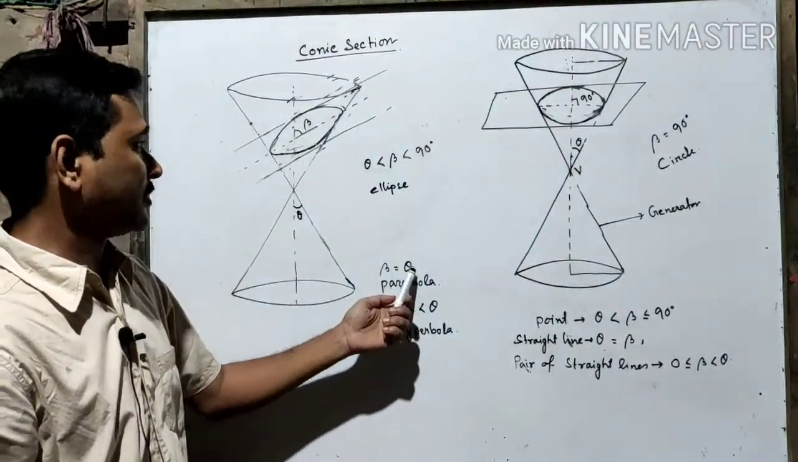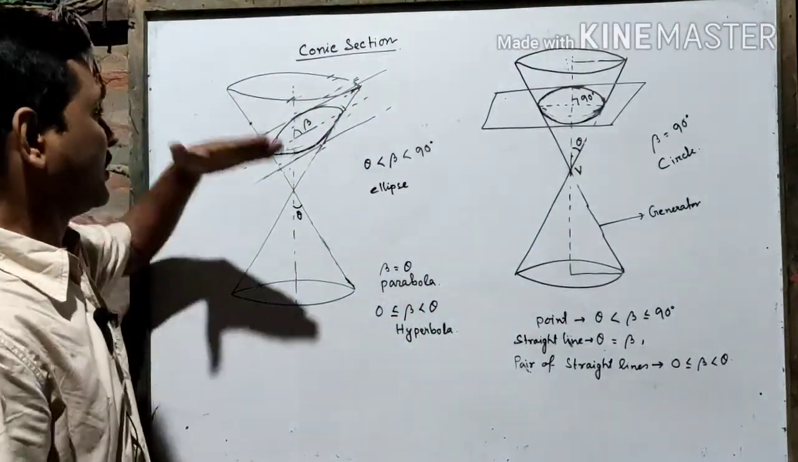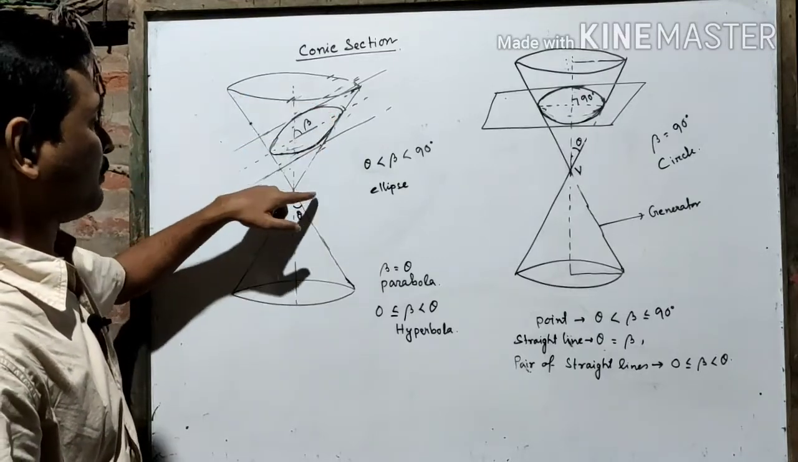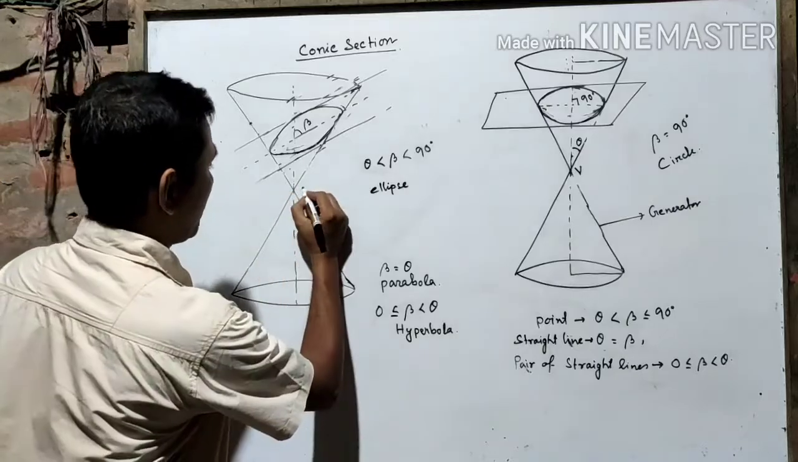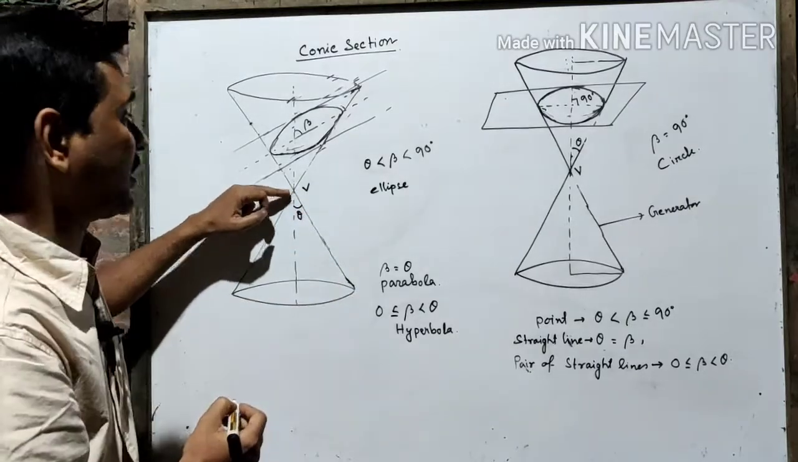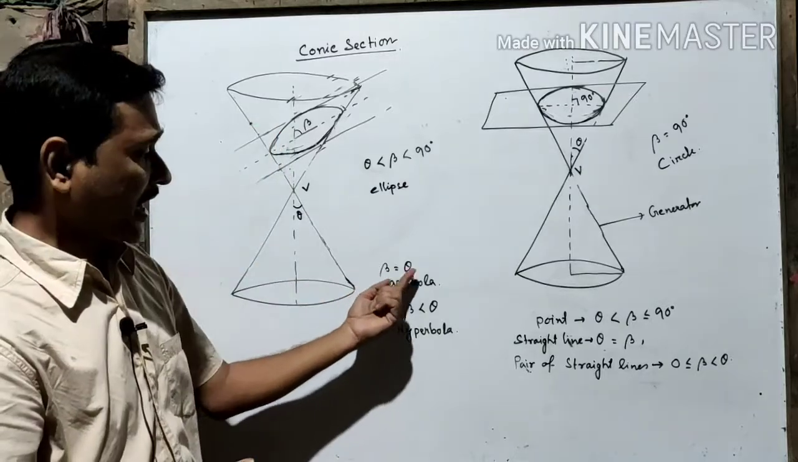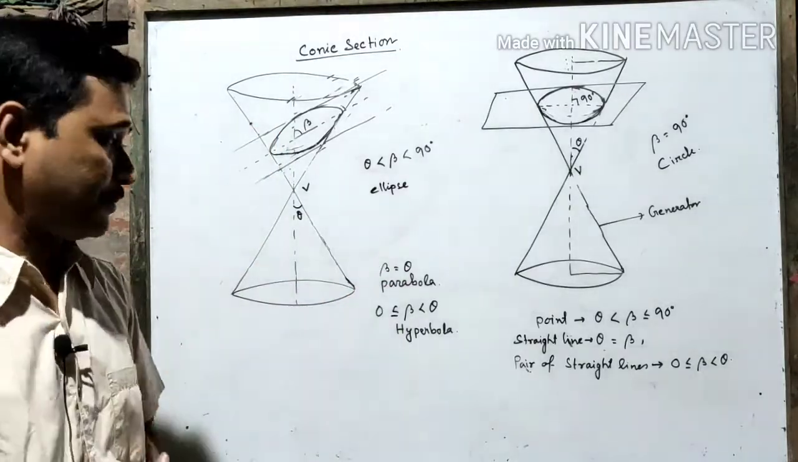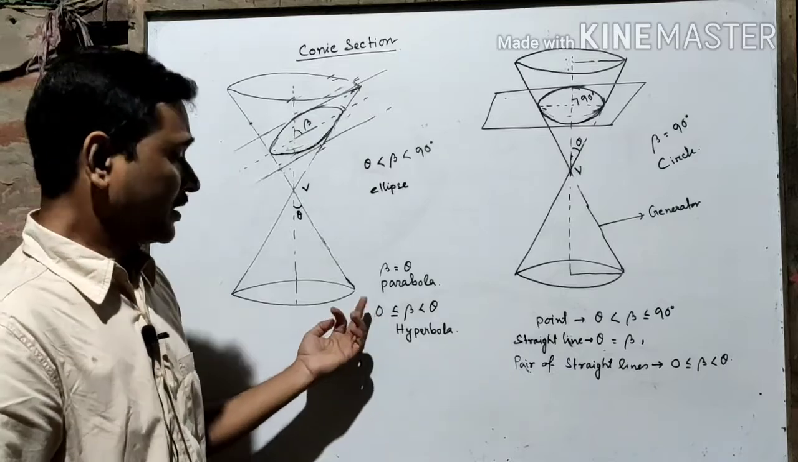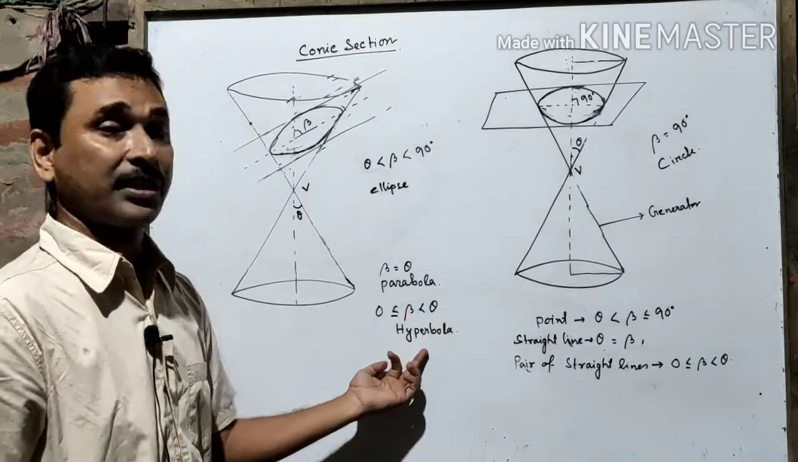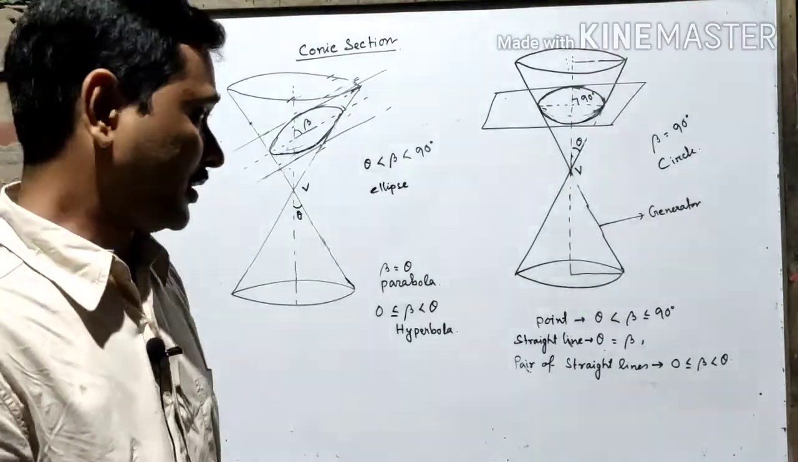If beta is equal to theta, of course one thing, the cross section should be somewhere but not at V, that means not at the vertex, not at this point, other than this point, anywhere it may be. If beta is equal to theta, then the conic section is a parabola. If beta is greater than or equal to 0 and less than theta, then the conic section is a hyperbola.